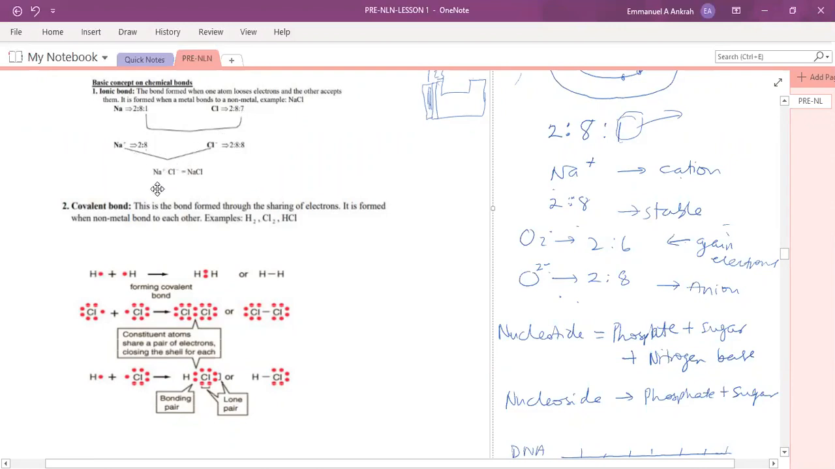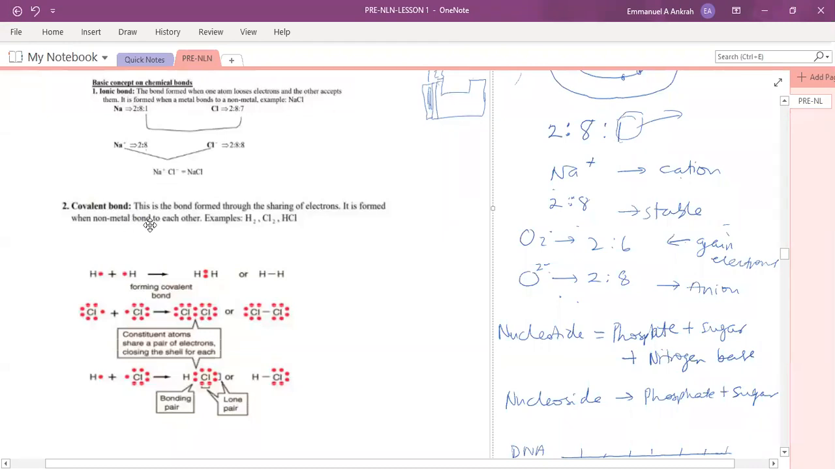Then they can combine to form sodium chloride. So this is what we call the ionic bond. Okay. Transfer of electrons from one atom to another to form a bond. That's ionic bond. Okay. Then we have what we call the covalent bond.